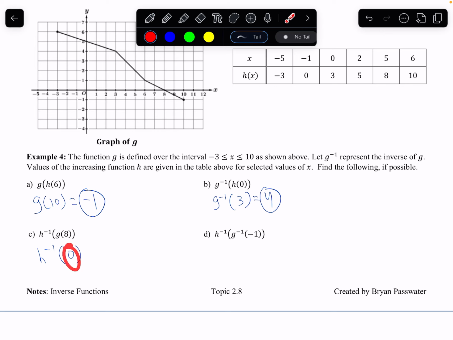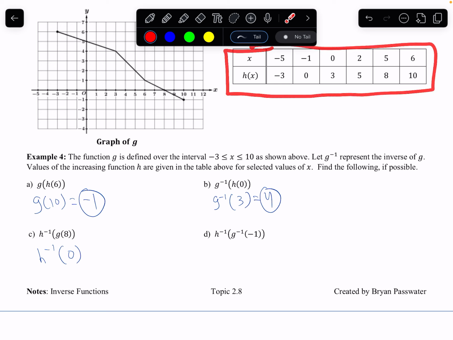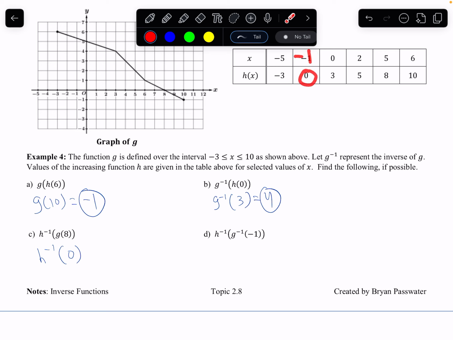So I'm putting a 0 into the inverse of h. Well, this is h. It's not the inverse. That's just h. I need to put 0 into the inverse. Look at this point right here. If I put a -1 into h, I get a 0 out. So it must be the case that if I put a 0 into the inverse, a -1 comes out. And that's exactly what I need to know. If I put a 0 into the inverse, what comes out? Well, a -1.